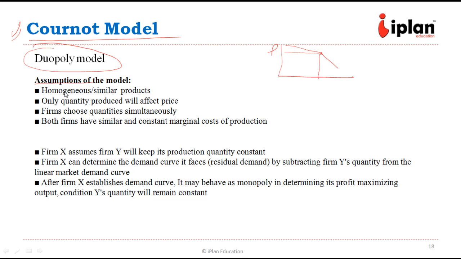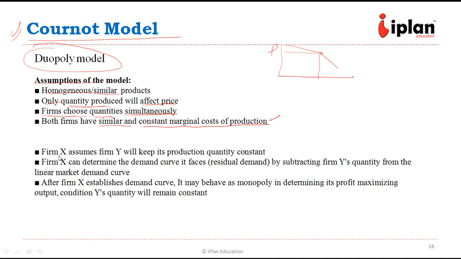The assumptions are that the products are homogeneous or similar. Only the quantity produced will affect the price. There are no other factors involved. And the firms choose the quantity simultaneously. They cannot observe each other's quantity reduction or increase. And both firms have similar and constant marginal cost of production. They are considered to be similar.